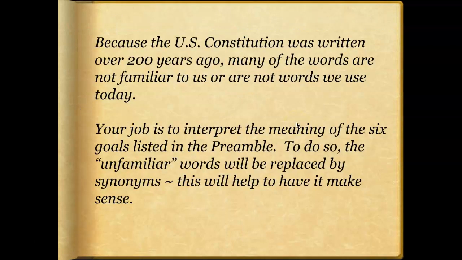Now, because the U.S. Constitution was written over 200 years ago, many of the words are not familiar to us, or they're not words that we use today or don't use that frequently. So your first job is going to be to interpret the meaning of these 6 goals listed in the preamble. To do so, these unfamiliar words need to be replaced by some synonyms, and I'm going to do that for you. So this is going to help to have it make sense.